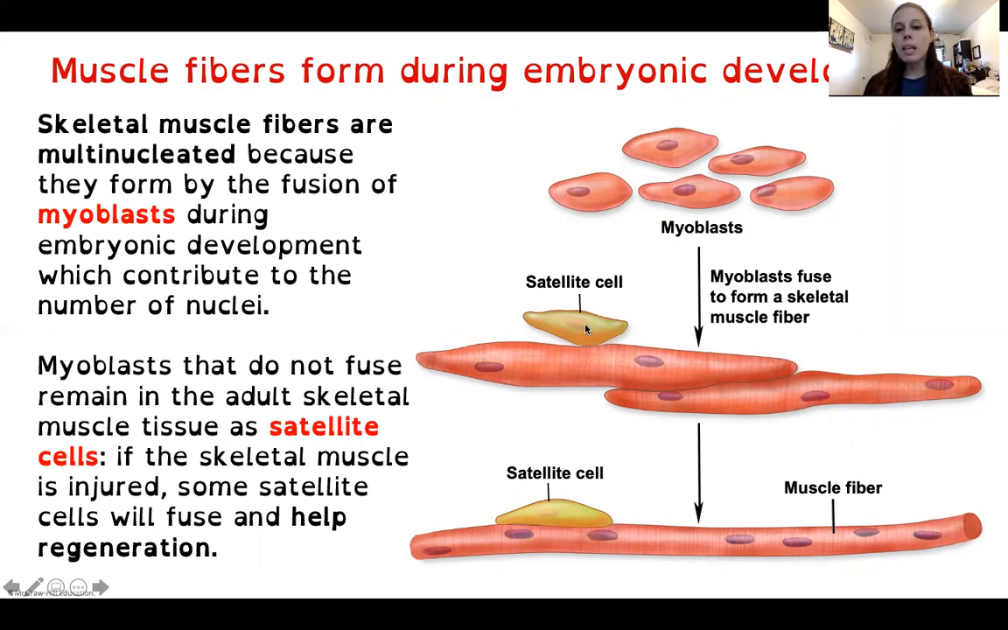But there are some cells that are not doing that. They come from myoblasts, but they decided not to join the other cells, and stay on the outer surface of the muscle fiber. These are called satellite cells. These cells are really important because they help regeneration of the muscle fiber. Whenever there is damage to a muscle fiber, these satellite cells are able to produce new myoblasts that are going to fuse together with the muscle fiber to repair the damage.